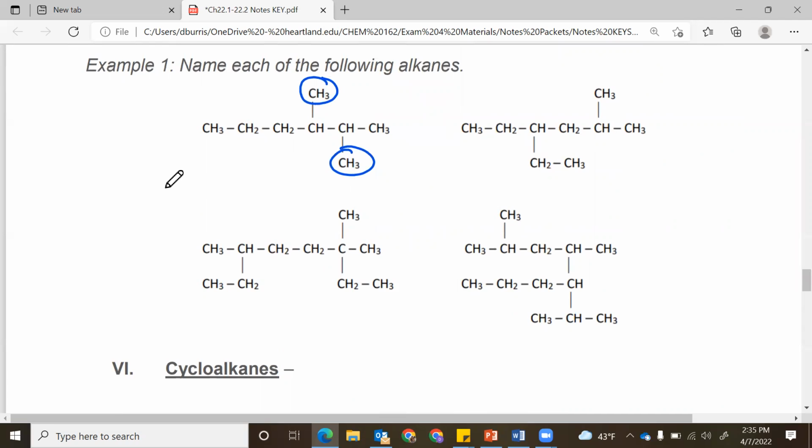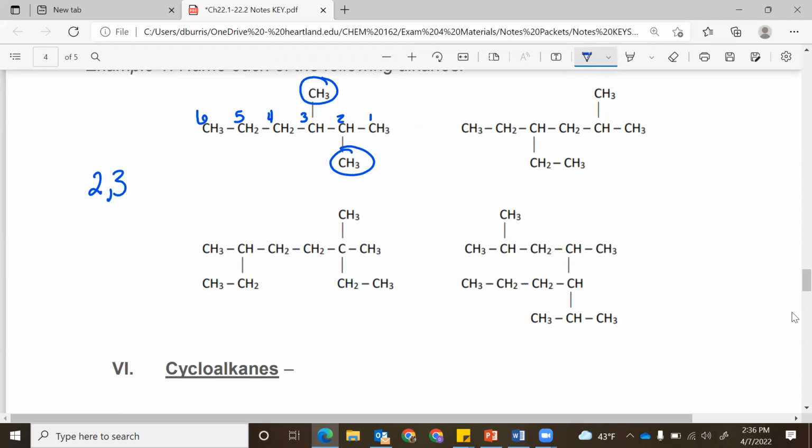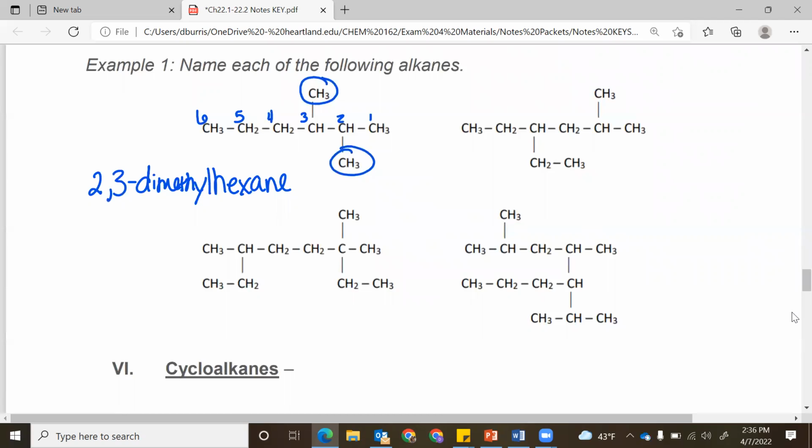Okay, so should I start numbering from the right side of the chain or the left side? Right, because I want my numbers to be small, so you want to number it closest to the substituent. So that's carbon 1, 2, 3, 4, 5, and 6. I have 2 methyl groups, one on number 2 and one on number 3. So this is how you list it: 2, 3, with a dash between them, and there are 2 methyls, so I would call it dimethyl. So 2,3-dimethylhexane. That is the name of that molecule.